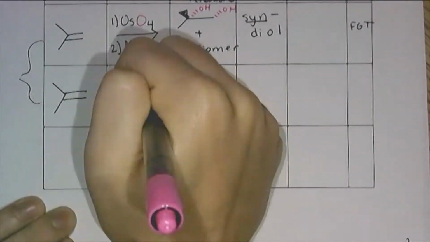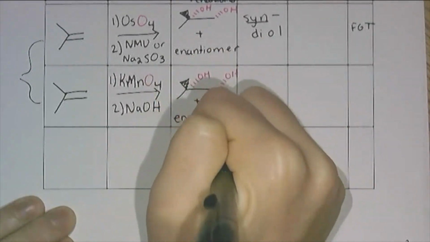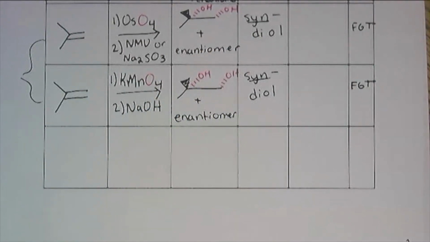These next two reactions do the exact same thing. There's just differences in the types of reagents used and their cost. In this case, it's forming a syn diol plus the enantiomer. And you use this one when you want the OHs to be added in the same direction.